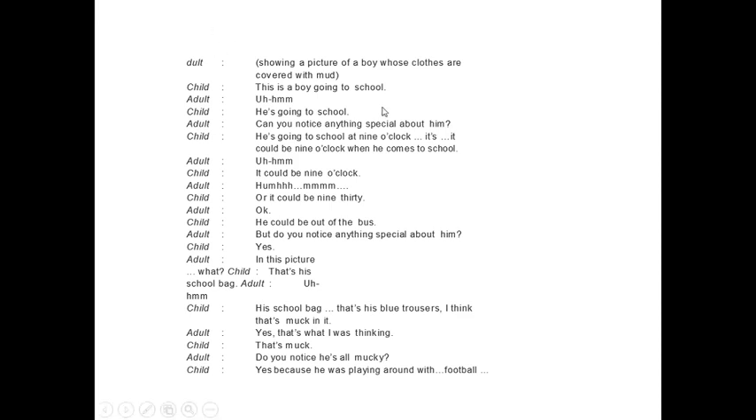So the adult shows a picture of a boy whose clothes are covered with mud. This is a boy going to school. He is going to school. Can you notice anything special about him? He's going to school at 9 o'clock. It could be 9, or when it comes to school. It could be 9 o'clock, or it could be 9:30. The adult says, okay, he could be out of the bus. But do you notice anything special about him?